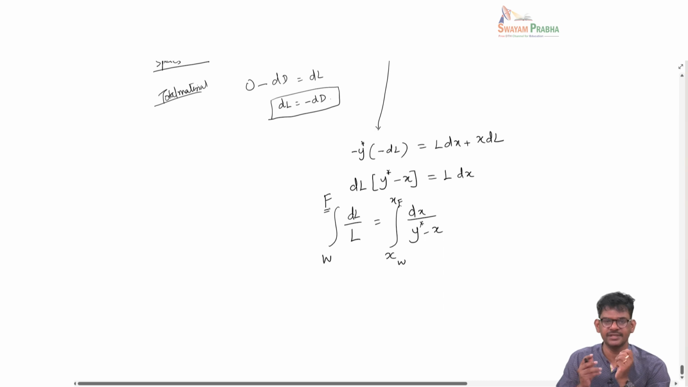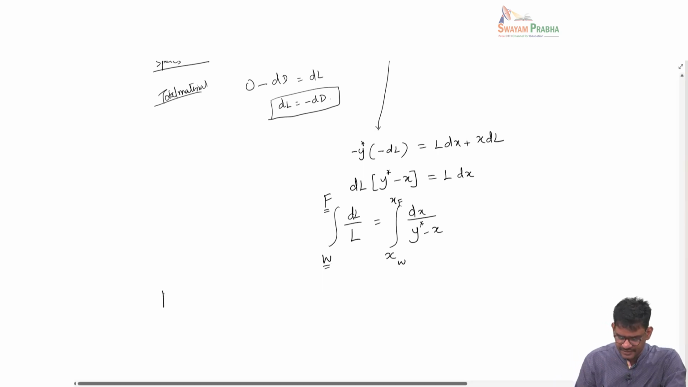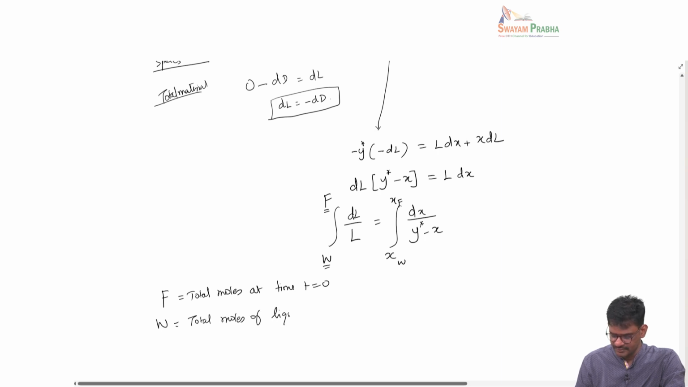This F here is the total moles present initially. W is the total amount of liquid present after the batch distillation is stopped. It's like the initial and final amounts. So let me write this. F is the total moles at time t equal to 0, and W is the total moles of liquid at the end of the operation.